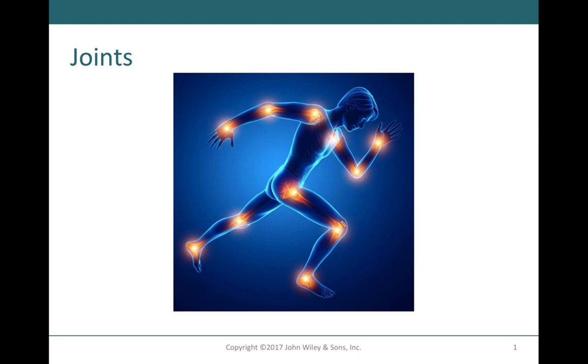Chapter 9's lecture video will cover joints. Now a joint is any location where two bones come together. There will often be some type of connective tissue that can be found at our joints, and certain types of joints may even contain a cavity.